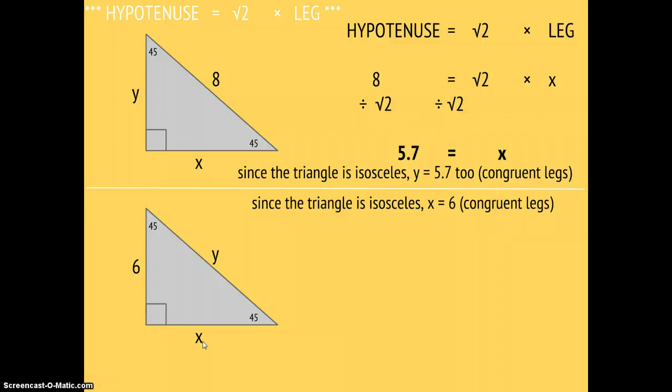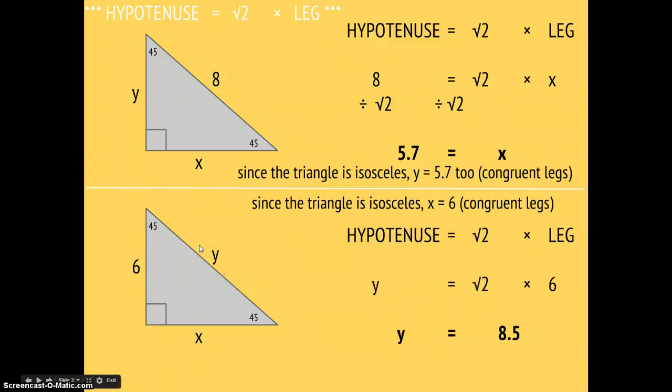Okay. Now we got to do a little more work to find out what y is, but we know the hypotenuse equals the square root of 2 times the leg. So if I plug in y for the hypotenuse, because the hypotenuse here is y, and I plug in 6 for the leg, because the leg here is 6, then the hypotenuse equals the square root of 2 times 6. So y equals 8.5.